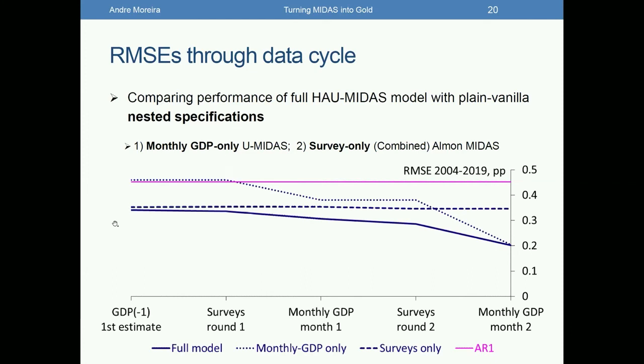And you can see here that the surveys alone perform relatively well at the start of the quarter, but then don't really add much value beyond that. So it's as good as it gets. Whereas if you just relied on the GDP data, you do quite poorly at the start, but towards the end, the mechanical relationship kicks in and allows you to get very close. So what the full model does is sort of getting the best of both worlds by shifting the weight between one and the other as you go along.